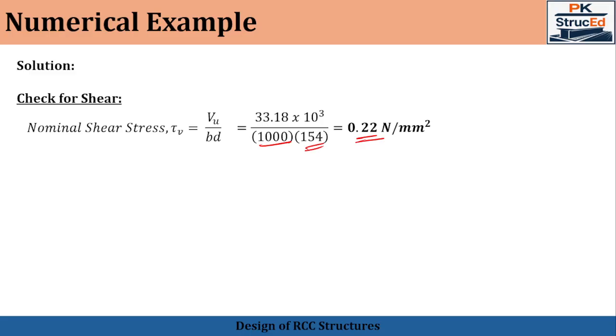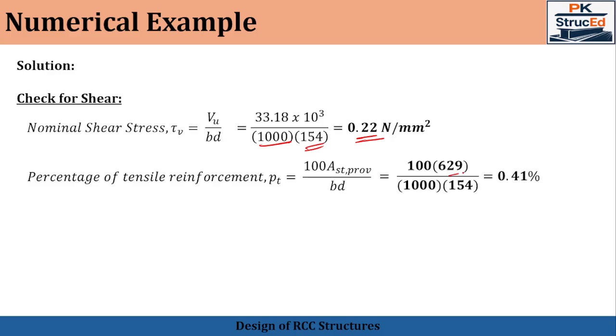And this has to be compared with the tau c value, that is the permissible shear strength, for which the percentage of the tension reinforcement is to be calculated, that is 100 Ast provided by b into d. So here the Ast provided is 629 mm square, b is the width of the slab, that is 1 meter, and d is the effective depth, 154. We are getting the percentage of the tension reinforcement as 0.41.